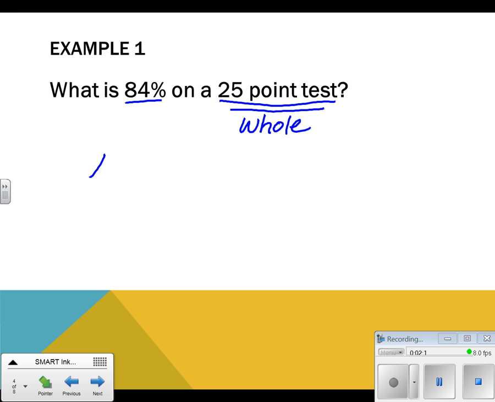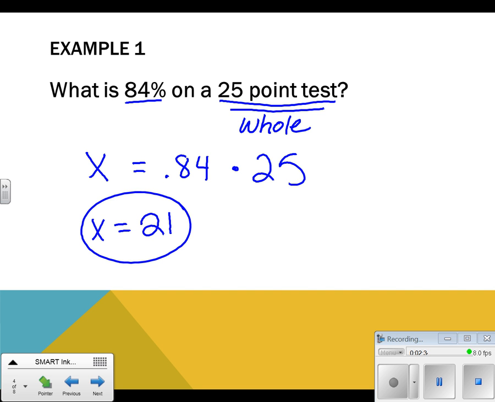Part, I'm going to represent as x equals the percent as a decimal times the whole, which is 25. So using that formula, part equals percent as a decimal times the whole. So 0.84 times 25 gives you 21. So 21 questions would be answered correctly if you got 84% correct.